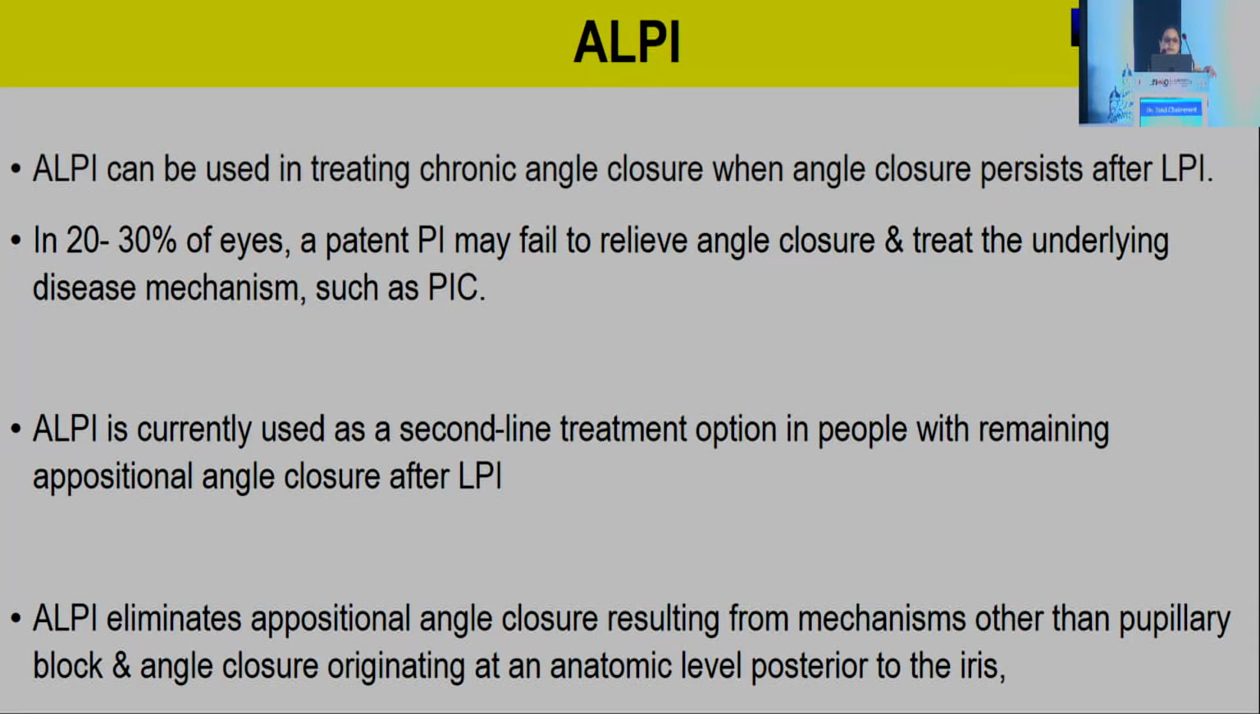Next, coming to ALPI. ALPI can be used in treating chronic angle closure when angle closure persists after LPI. In 20 to 30% of eyes, a patent PI may fail to relieve angle closure and treat the underlying disease mechanisms such as plateau iris configuration. ALPI eliminates appositional angle closure resulting from mechanisms other than pupillary block, and angle closure originating at an anatomical level posterior to the iris.